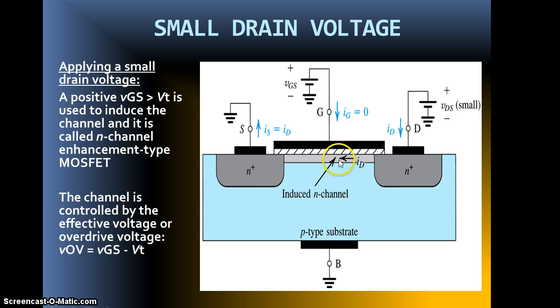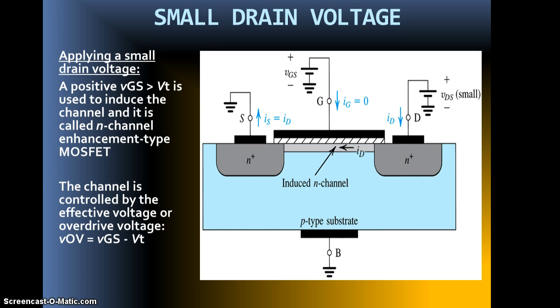The current is proportional to the number of carriers in the induced channel, which we had seen earlier was proportional to the amount of voltage applied here. So the current ID is proportional to the amount of charge carriers in this induced n channel. The channel is controlled by an effective voltage or overdrive voltage VOV, which is given by VGS minus VT. The electron charge in the channel due to the overdrive voltage is given by Cox W L VOV, which is a rather technical formula, so let's not get into that.